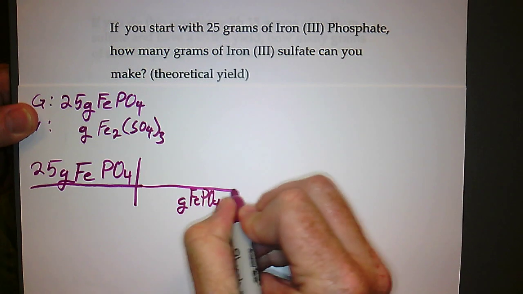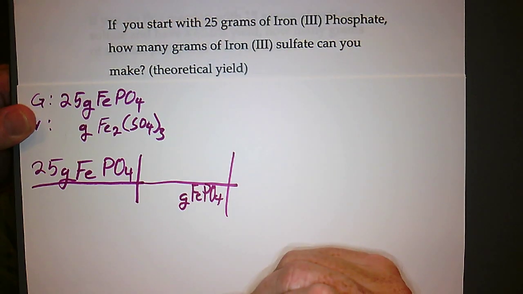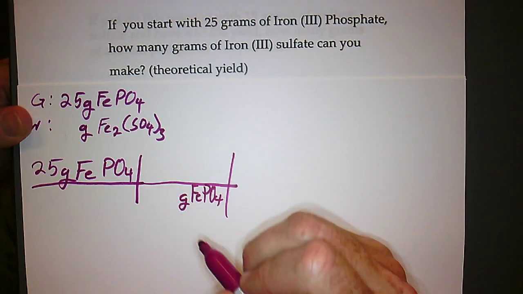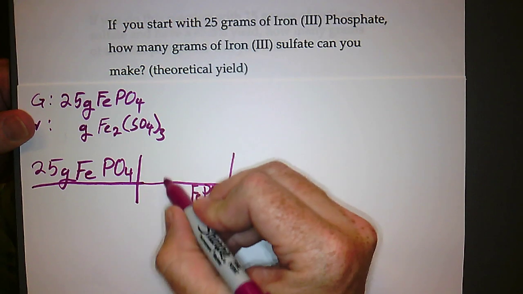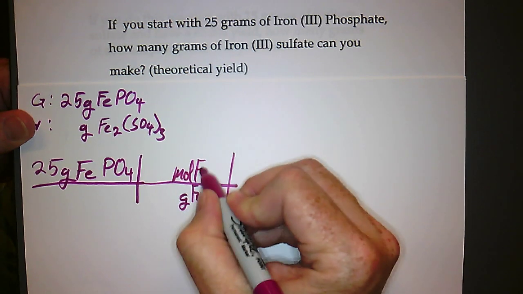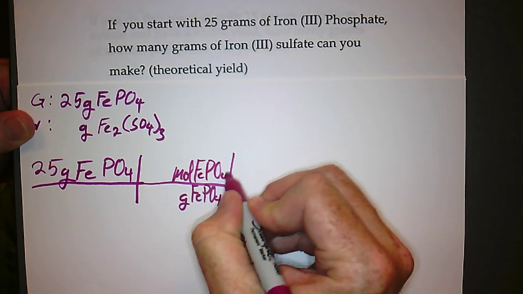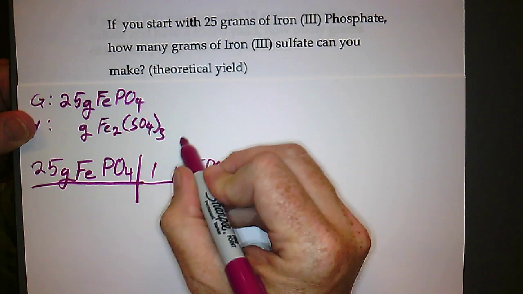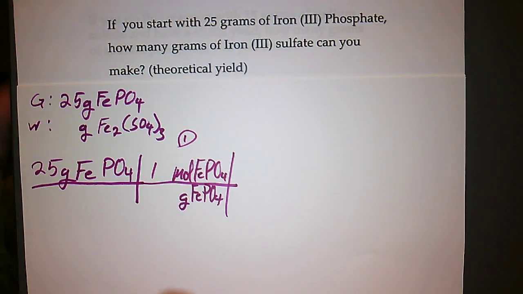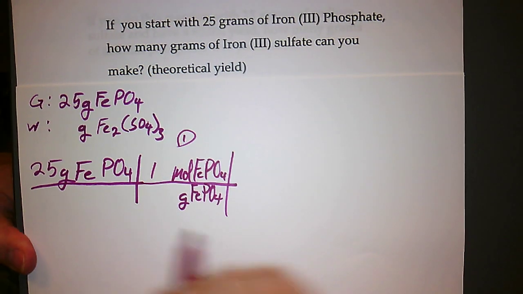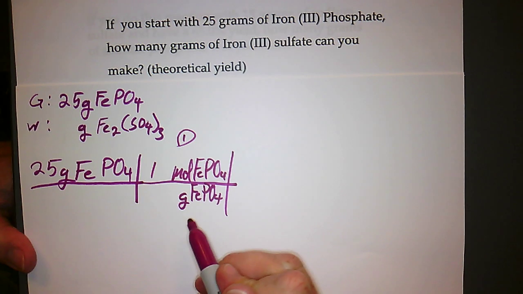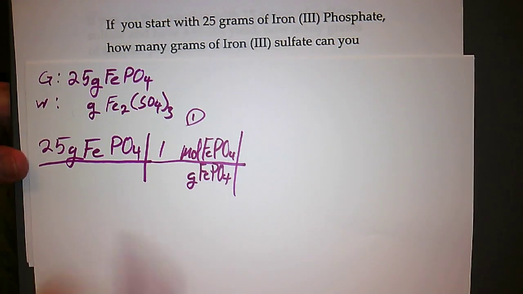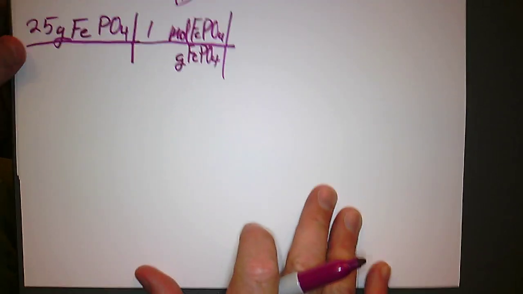So grams FePO4. And what goes on top of that? What are we converting it to? So mole goes on top. How many moles of FePO4 on the first step? 1. Remember, the first step is always 1. If they give us moles, we skip the first step and go straight to the second. Now, the grams we get off the periodic table. I'm going to scroll so everybody can see.